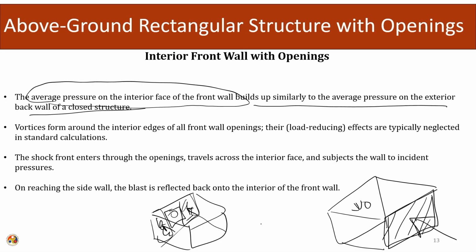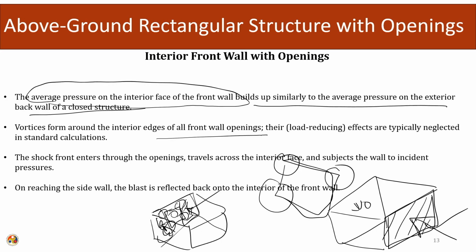So they are similar in nature. This thing is similar to this surface. The vortices will form around the interior edge of all front wall openings, because the opening has a sudden change in the geometry. Once there is a sudden change in the geometry, the vortices will form across all the interior edges of all the front wall openings. Their load reducing effects are typically neglected in standard calculations.